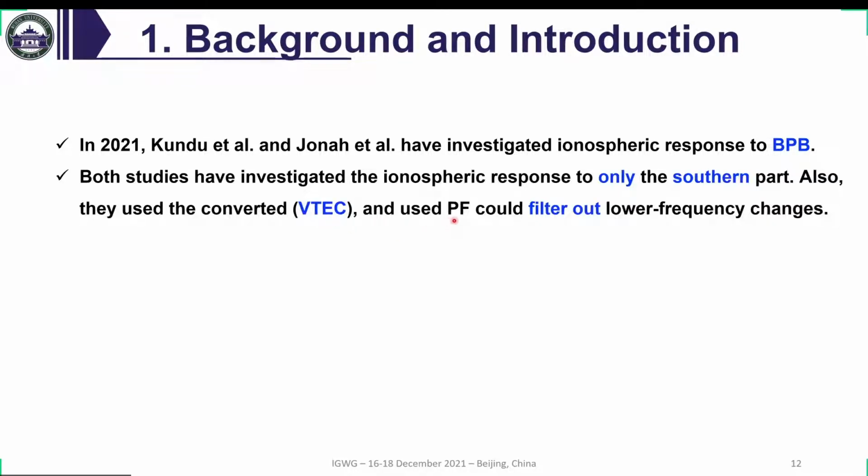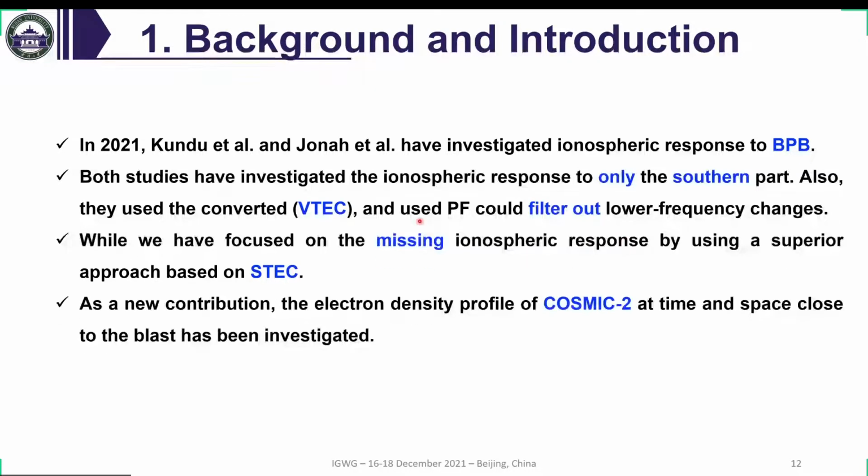They also used polynomial fitting to find the trend, and this kind of method could filter out the lower frequency changes. We have focused on the missing ionospheric response by using a superior approach based on slant TEC values. Also, we used the COSMIC data to find the electron density profile, to find out if the blast can affect the higher atmosphere.